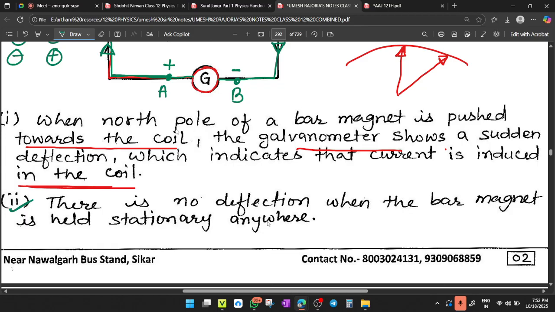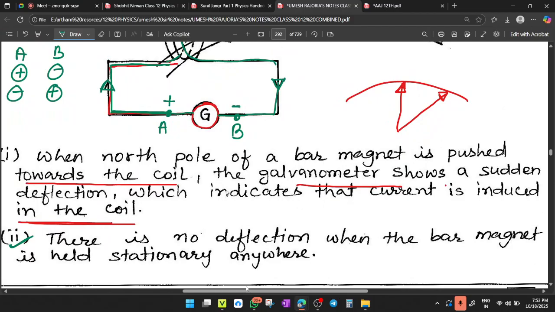Second observation. First observation: when the north pole of the bar magnet is pushed toward the coil, the galvanometer shows a sudden deflection, which indicates that current is induced in the coil. Understood? It means till the time we have changes in flux, there is a current flowing in the coil.